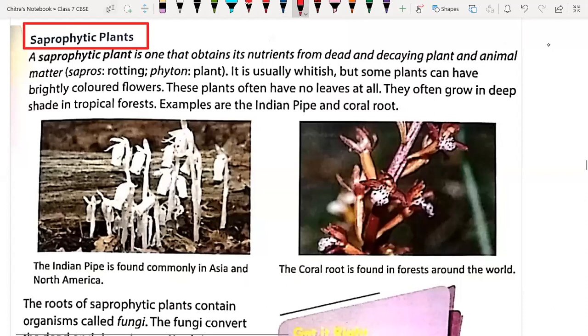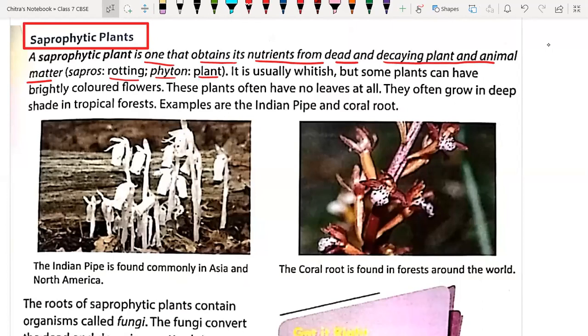Okay. So a saprophytic plant is one that obtains its nutrition from dead and decaying plant and animal matter. This is nothing but the organic matter of plants and animals. See, sapros means rotting and phyton means plant.